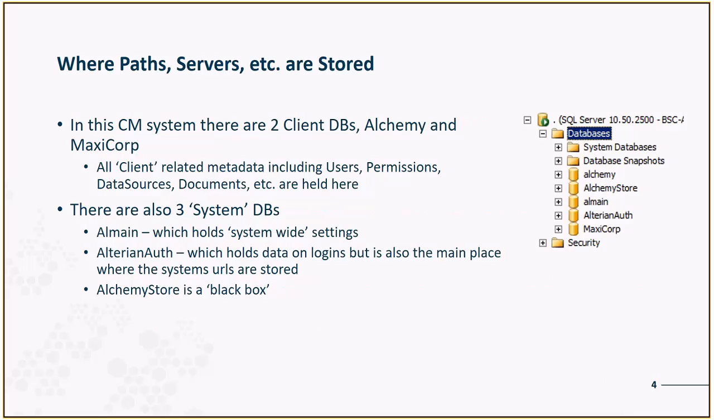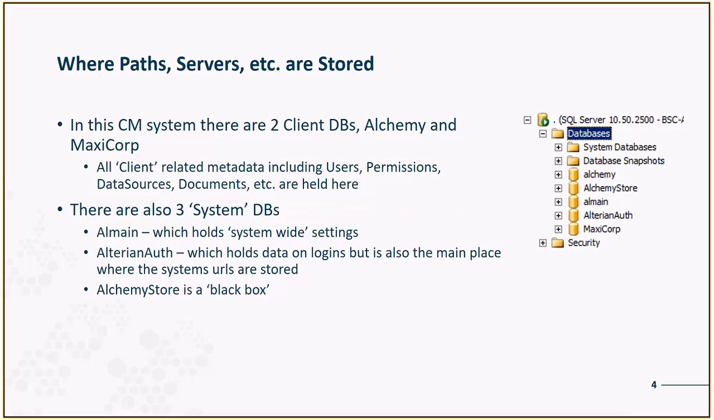Where are our paths, servers, etc. stored? Well, in SQL terms, they're stored in all the databases that make up a campaign manager system. We look at a demo system here, which has two client DBs, Alchemy and MaxiCore. Alchemy, of course, was the original one. MaxiCore has been added later.